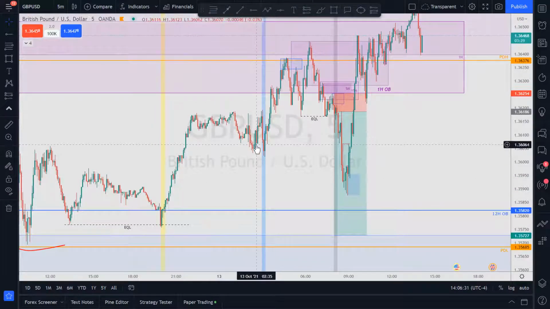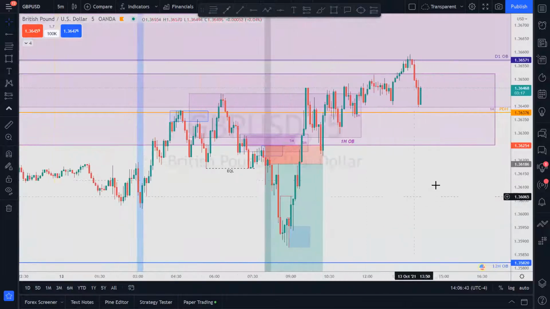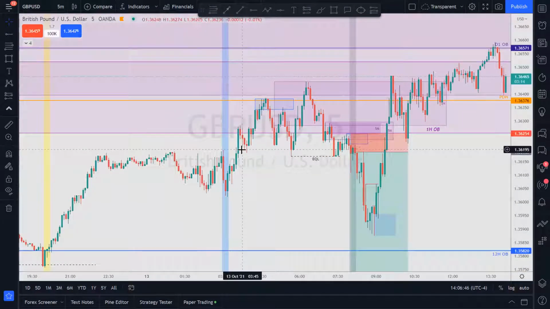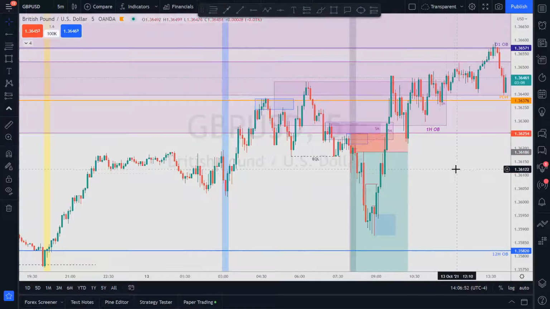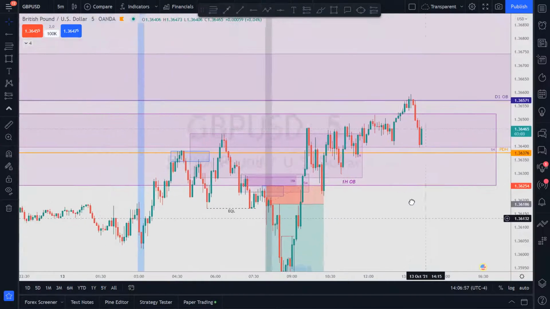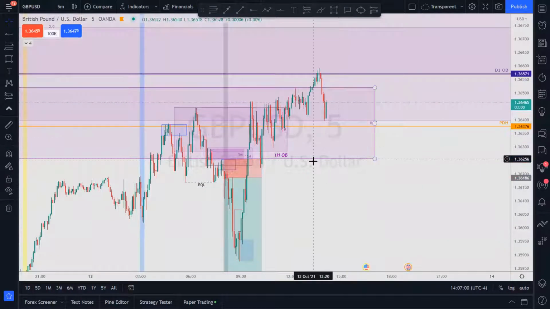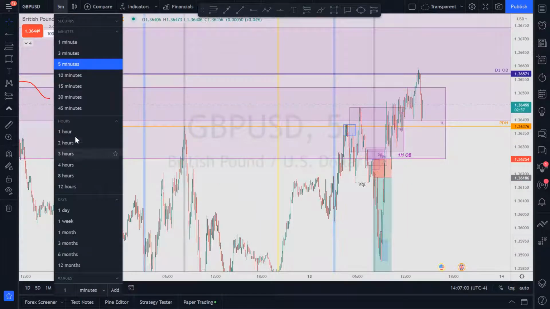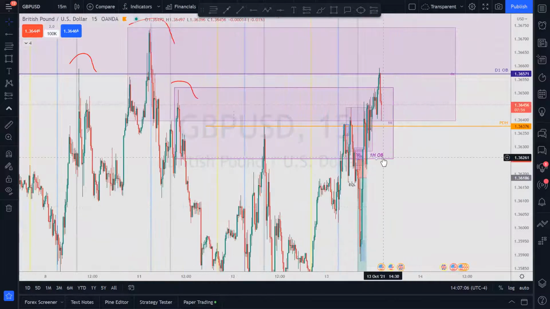Price found some strength. All right, breaking some structural highs along the way, and then we come to London. London took price even higher from the Asia point, and we found ourselves up in supply. This order block that it found itself in is a 1-hour order block, and I need you to understand that if you go to the higher time frames, this 1-hour order block is inside of a 4-hour order block, which is inside a daily order block.